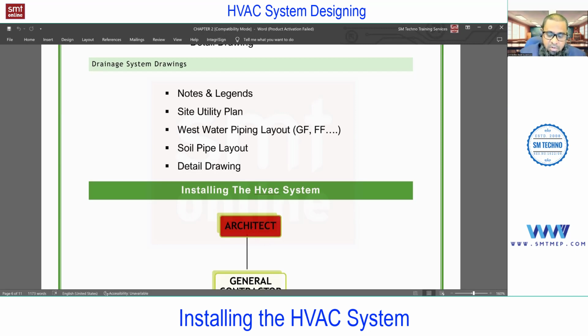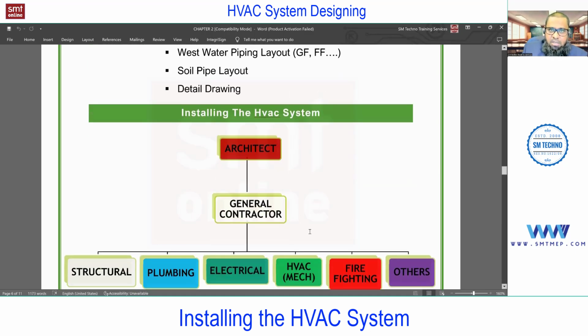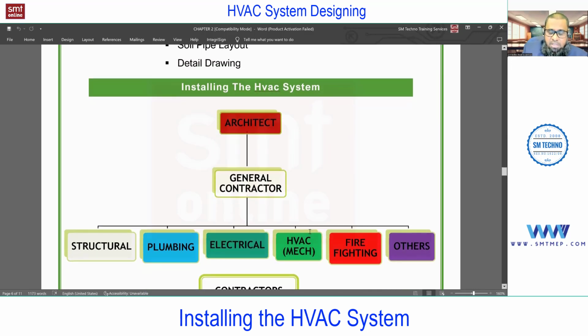Again, that main contractor will provide the job to the subcontractor. For example, consider the HVAC subcontractor. The HVAC subcontractor will provide the job to further subcontractors: a separate contractor for duct side, separate for pipe, separate for insulation, separate for welders, etc. So for a big project, it's a chain. But at this level, installing the system, assume that I'm talking about the HVAC subcontractor.